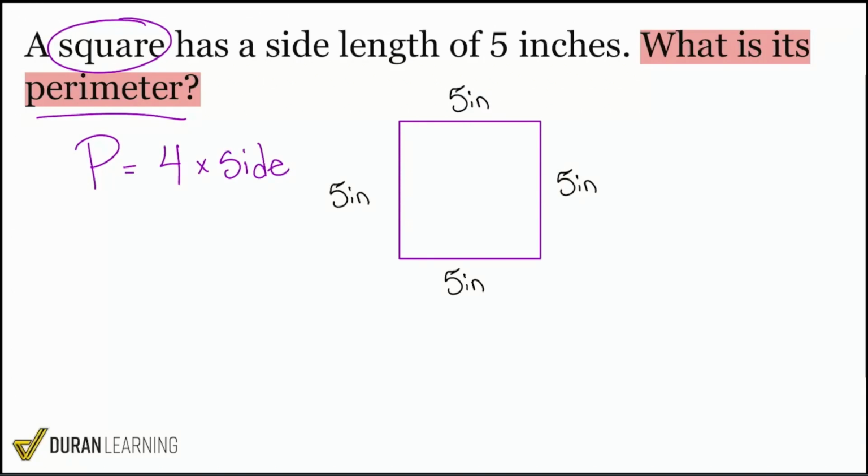But 20 what, everybody? 20 what? You know I like playing this game. What are the units? 20 inches. Is it inches squared or just inches? Which one is it, everybody? Inches squared or just inches? Yep, just going to be inches, because we're just adding up all the sides. So 5 times 4 is 20, and we're just adding up all the sides, so it's still going to be inches. Great job so far on that one.